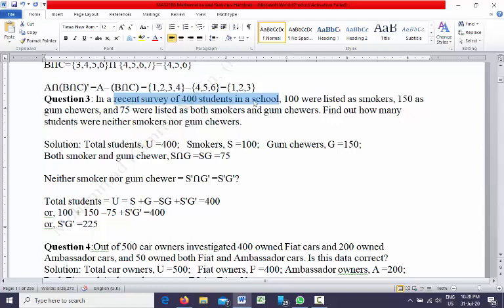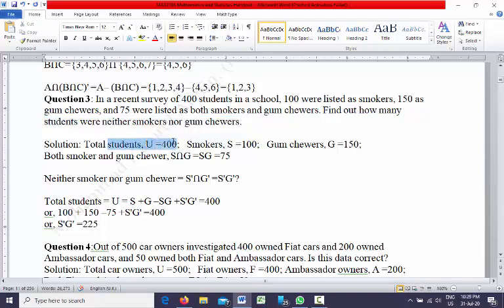So in a recent survey of 400 students in a school, the total students surveyed is 400. That means this is the universal set. 100 were listed as smokers, 150 as gum chewers, and 75 students were listed as both smokers and gum chewers. Find out how many students were neither smokers nor gum chewers.